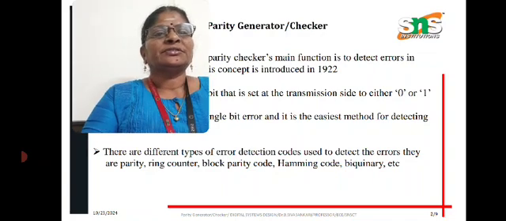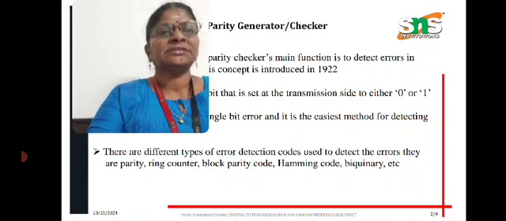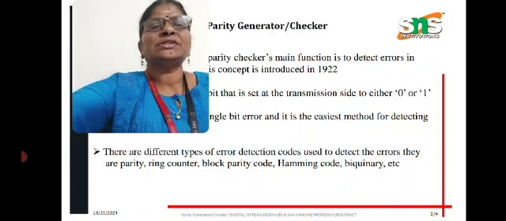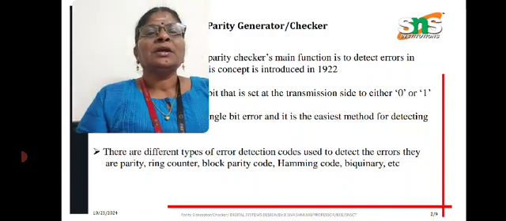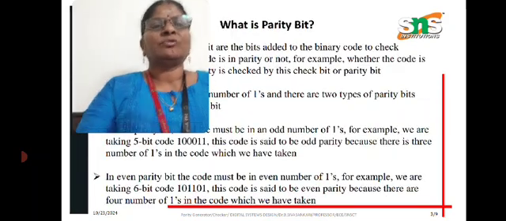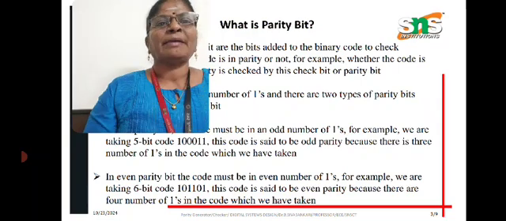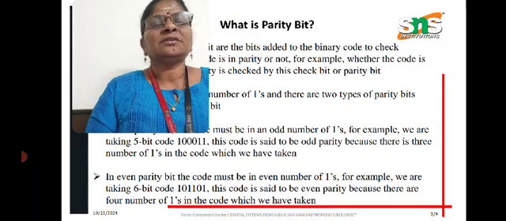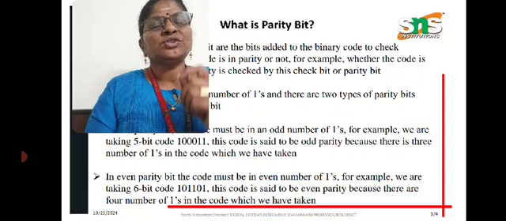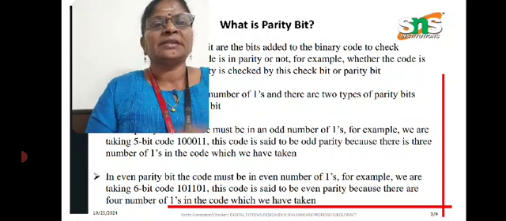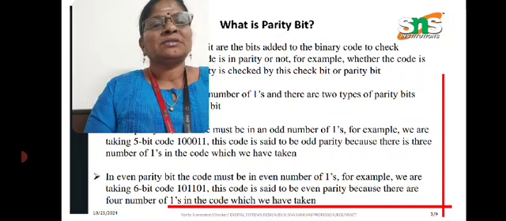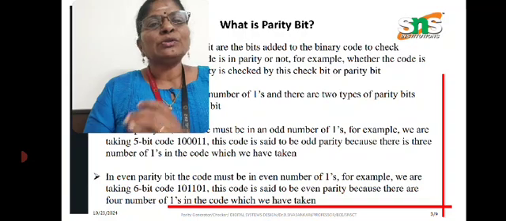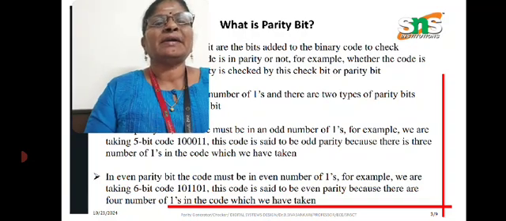The Parity Checker's main function is to detect errors, a concept introduced in 1992. So what is the role of parity? What is a parity bit? What is the role of a parity bit? While transferring data from transmitter to receiver, some error may occur at the receiver end. The parity bit checks whether there is any error in the data while transferring from transmitter to receiver. So the parity bit is also named as the error detecting bit.